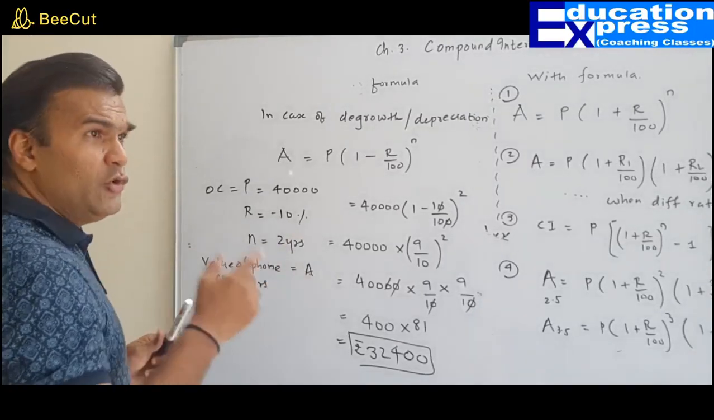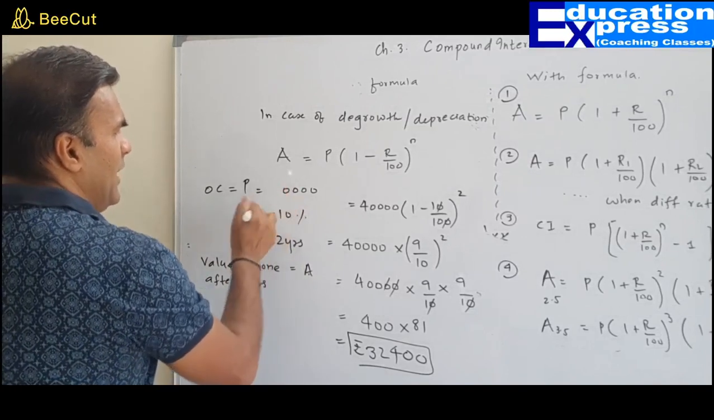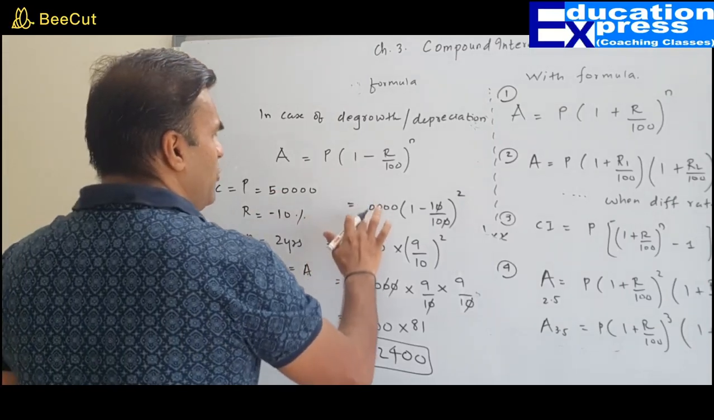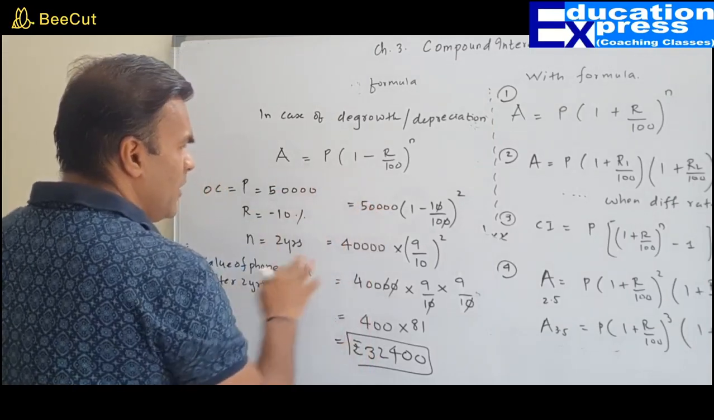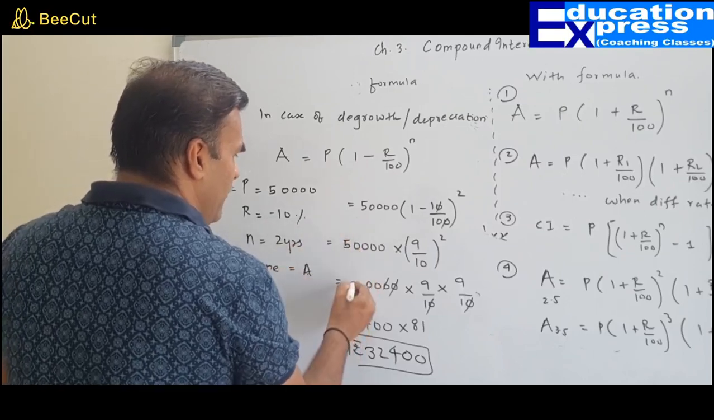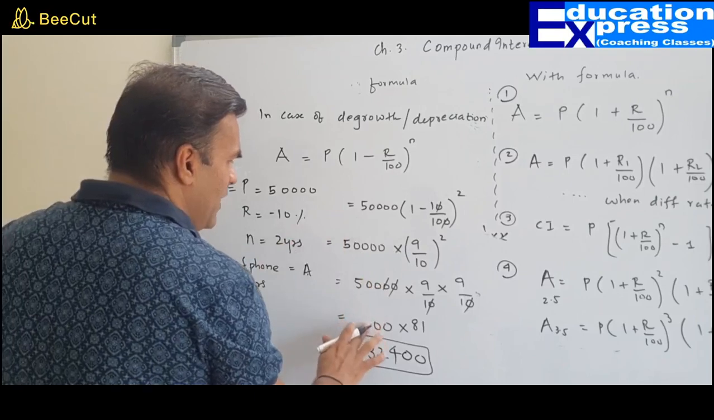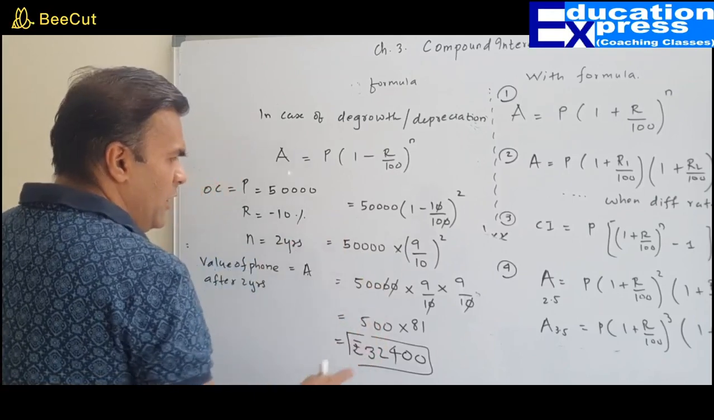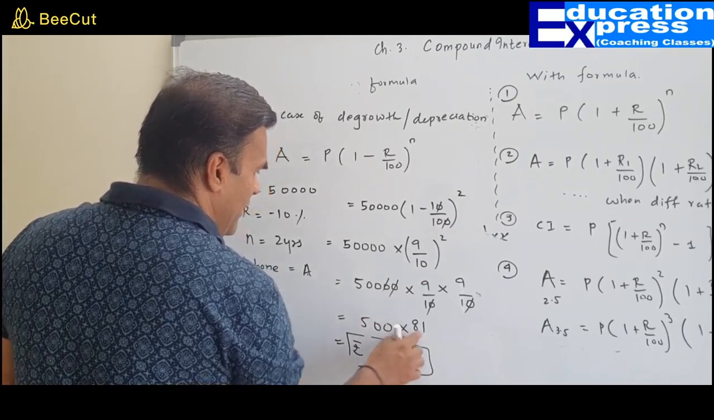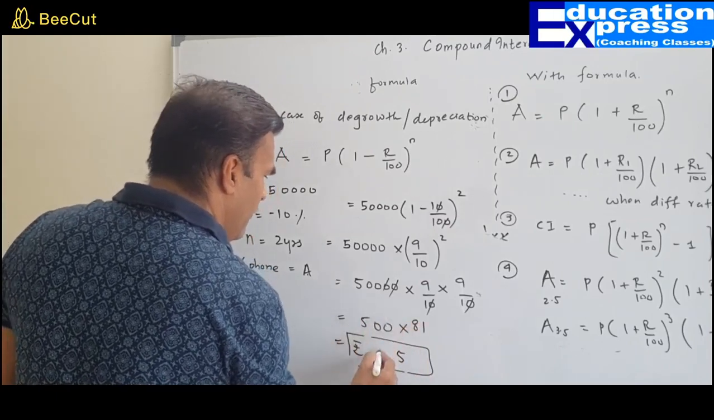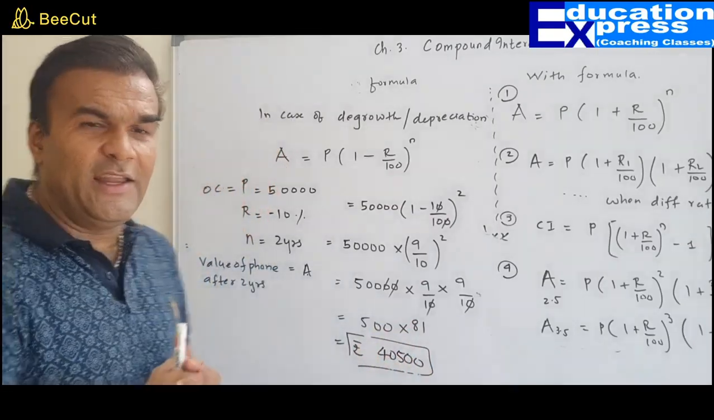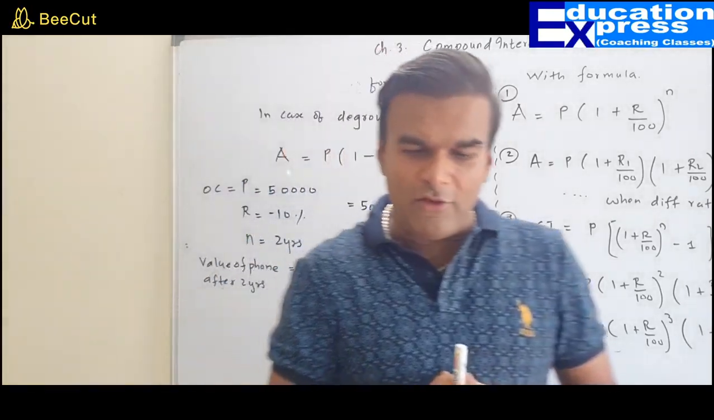In case you wish to do so, you can modify the question. Let us say the cost of my phone was 50,000. So I simply have to substitute this as 50,000. So this becomes 500. So 1 into 5. So basically my answer would be 40,500, which is the same as what we did yesterday by adopting the traditional method.